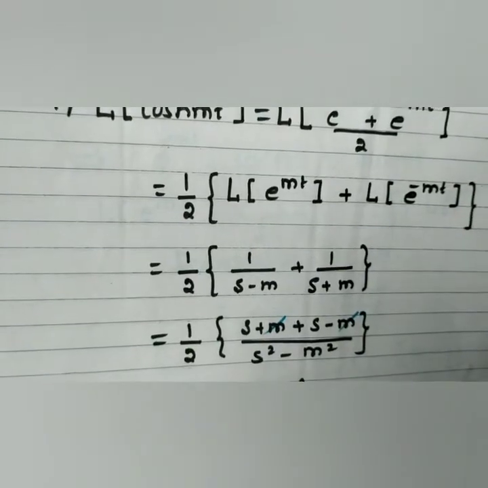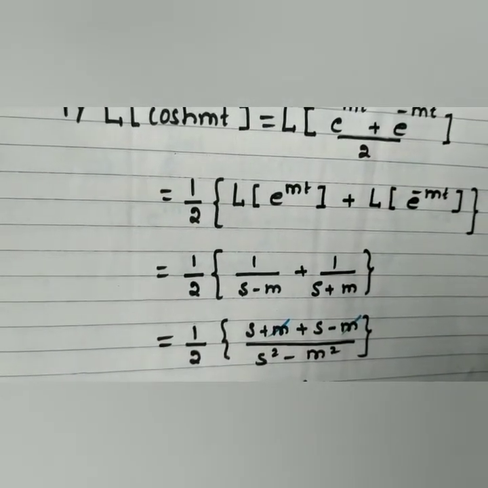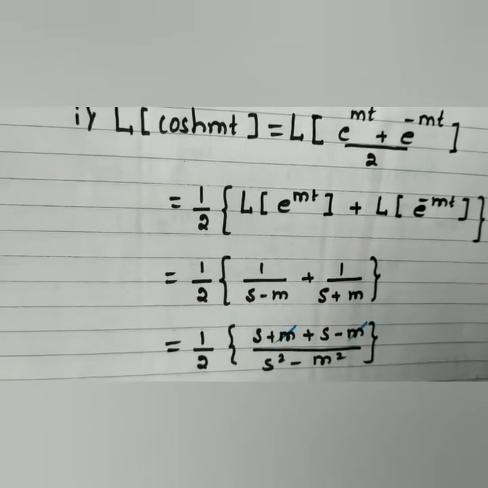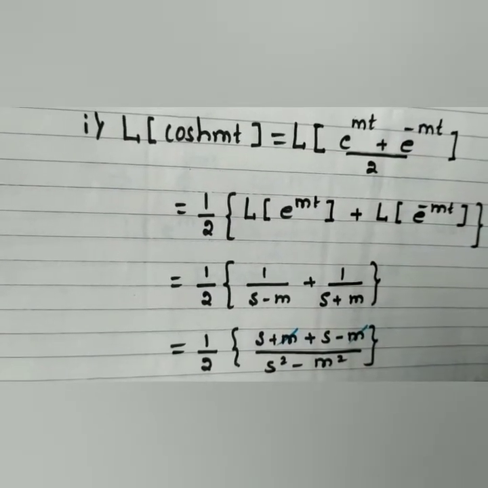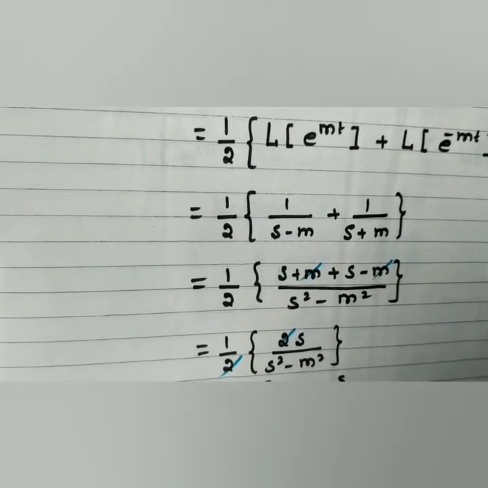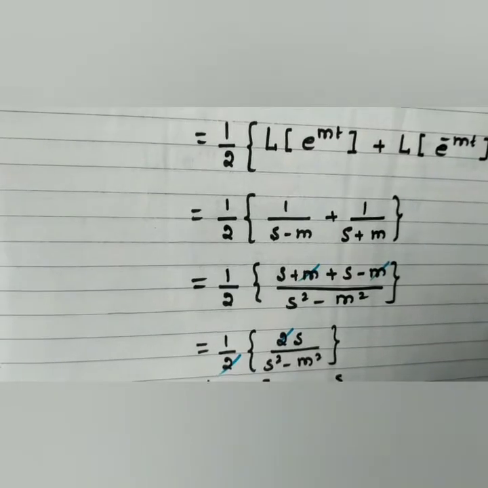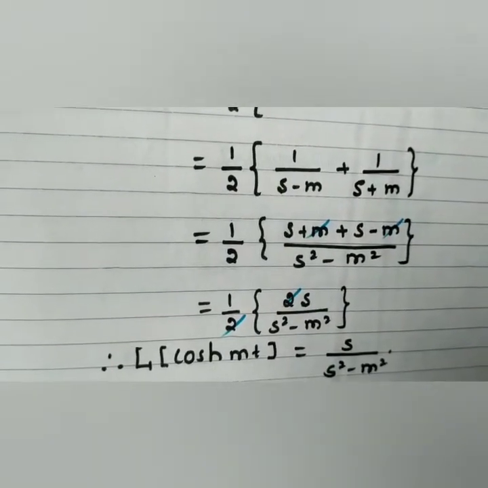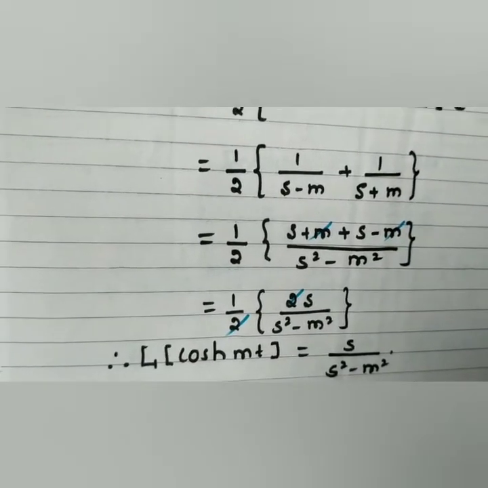Now, simplifying the bracket by means of LCM, the LCM is s minus m into s plus m, that is s square minus m square. Cross multiplying, s plus m and s minus m; m cancels. In the numerator, s plus s, 2s is left. There is already 1 by 2 outside the bracket, that is 1 upon 2 into 2s by s square minus m square. Cancel the 2 and 2. What you get? L of cos hyperbolic mt is s by s square minus m square.